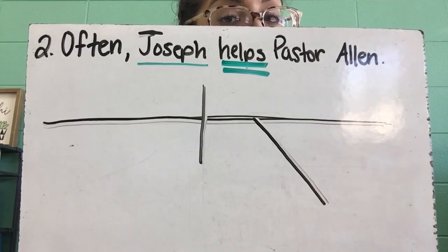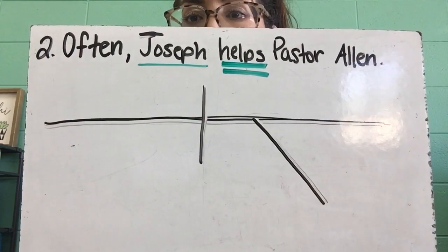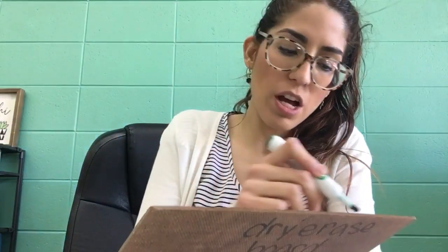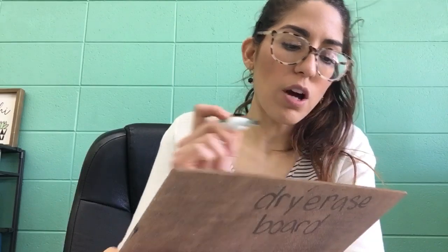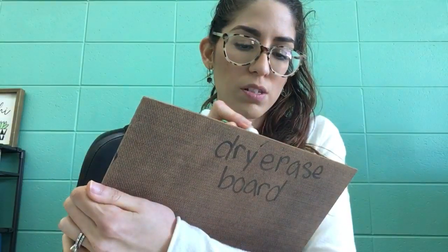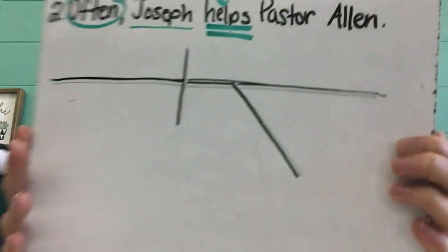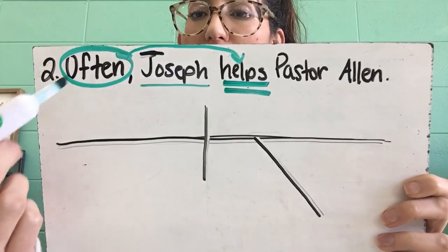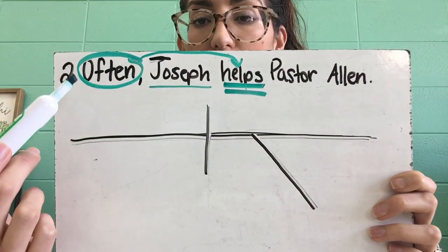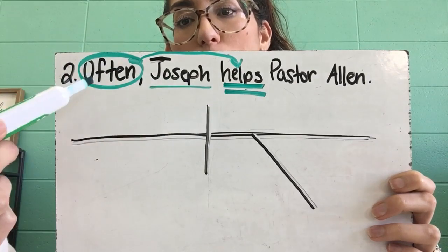What is my adverb? So how does he help? How often or when? That's right. Often is our adverb. Good job. So we'll circle often. And we're going to draw the arrow to helps. Going to draw the arrow to the verb. The adverb describes helps. So how often does he help? He helps often. How does he help?